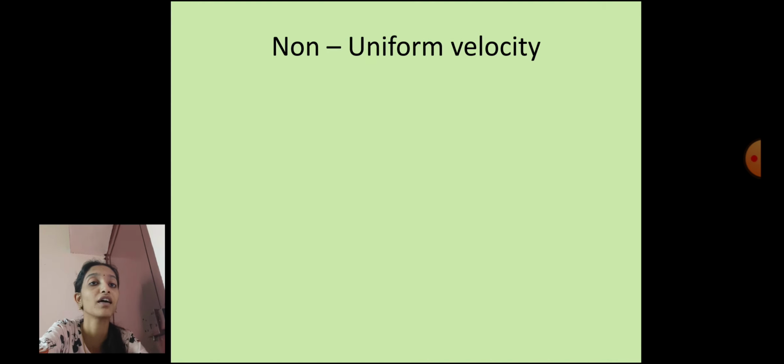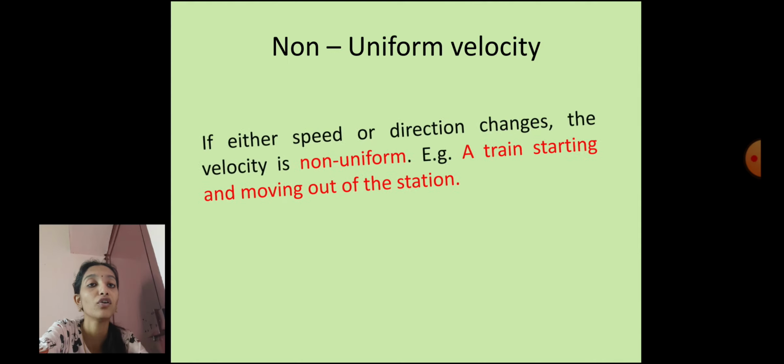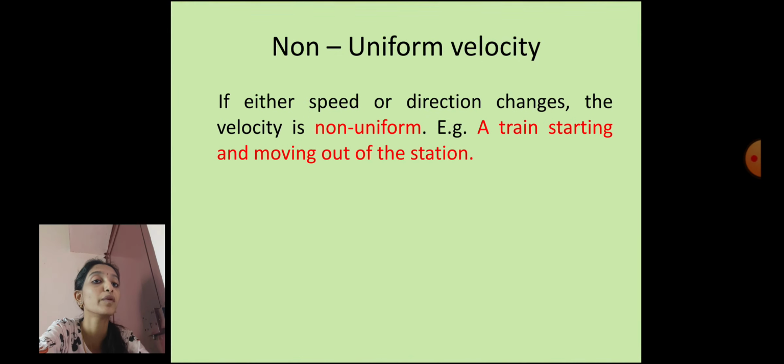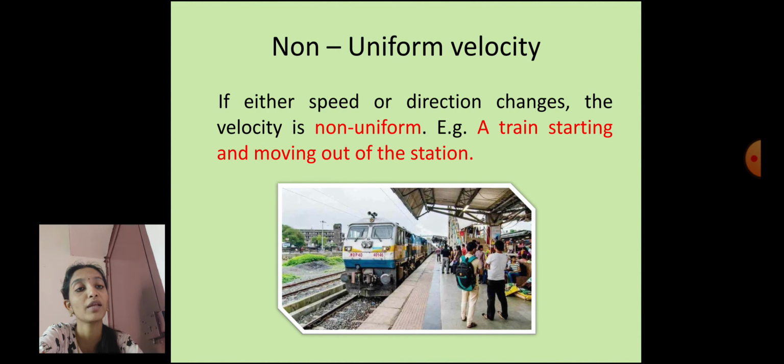The next, the non-uniform velocity. Non-uniform velocity is when the speed or the direction changes. Then the velocity is non-uniform. For example, a train traveling and moving out of the station is an example of non-uniform velocity.